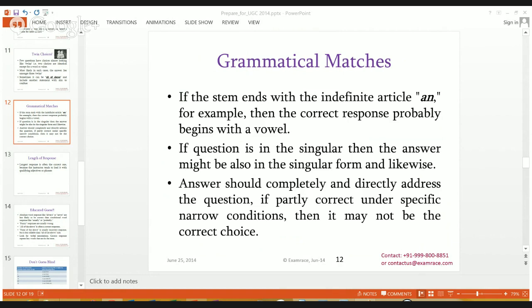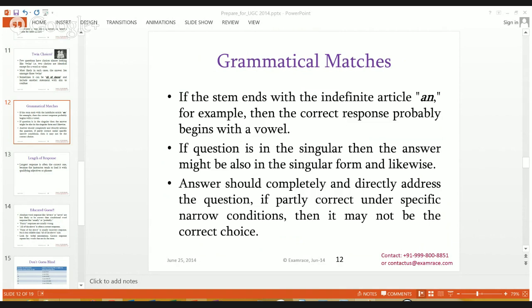Okay, if the question is ending with the word "an," it's most likely that the beginning word in the response must be a vowel. If I am ending the question with the word "an," the choice would start with a vowel. That is one kind of grammatical match. Then, as I said, in the question on Ganga, you are trying to match a singular phrase with a singular phrase. If the question asks which is the longest river, I cannot say "Ganga and Brahmaputra are the longest river," because the question is meant for a single river.